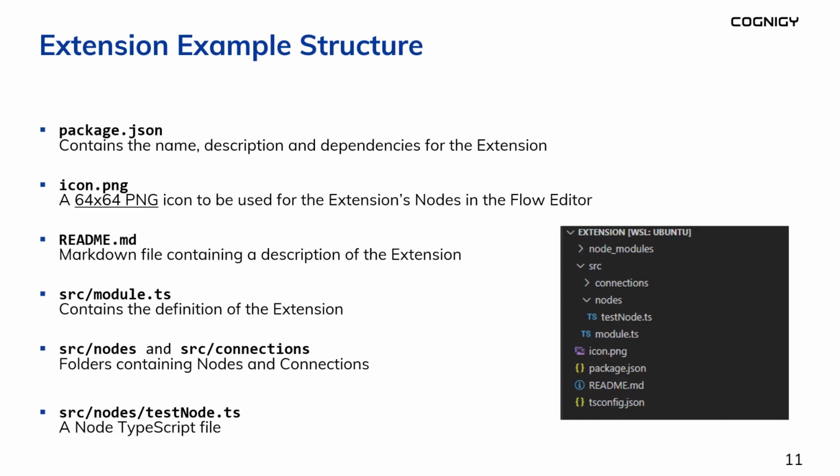We have a source folder. This is a TypeScript thing here, but we have a source folder in which we have a module.ts file. And the module.ts file contains the definition of the extension, as in what nodes are available through the extension, what connections are available. The nodes and extensions we're saving in their own folders for convenience. And then here in this example now, we have one test node.ts, which contains the definition for one type of node that is available in the extension.